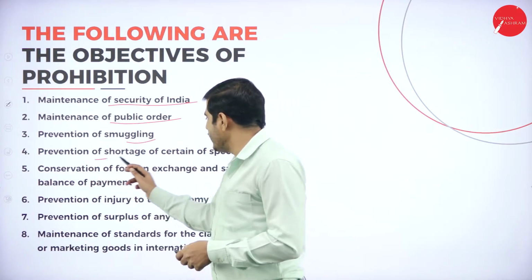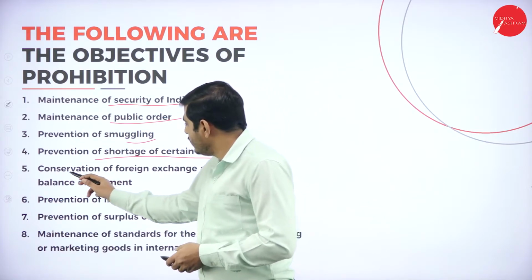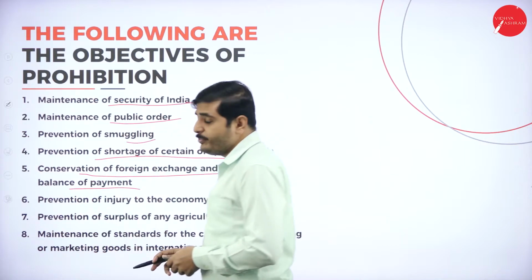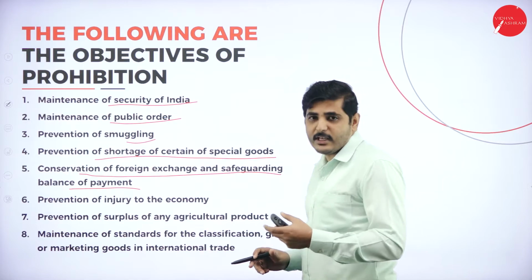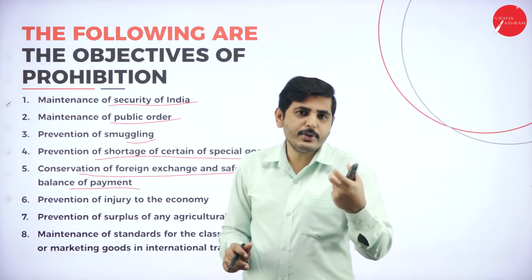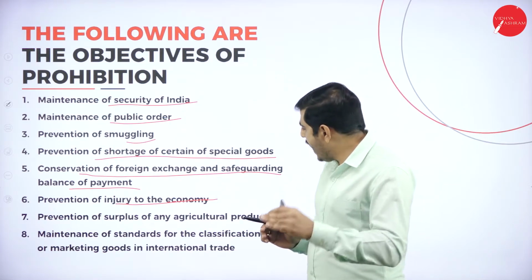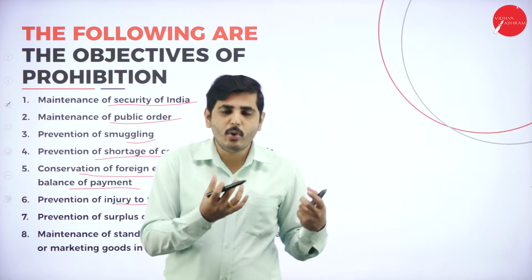Next one, prevention of storage of certain special goods and also conservation of foreign exchange reserve and safeguarding the balance of payment. Next point, prevention of injury to the economy. For example, if you let that particular product enter our country, it may affect our economy in a bad way. So it may affect our local producers.